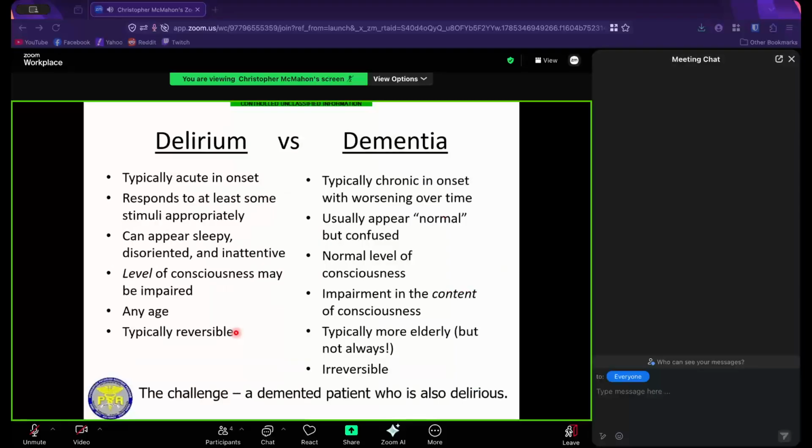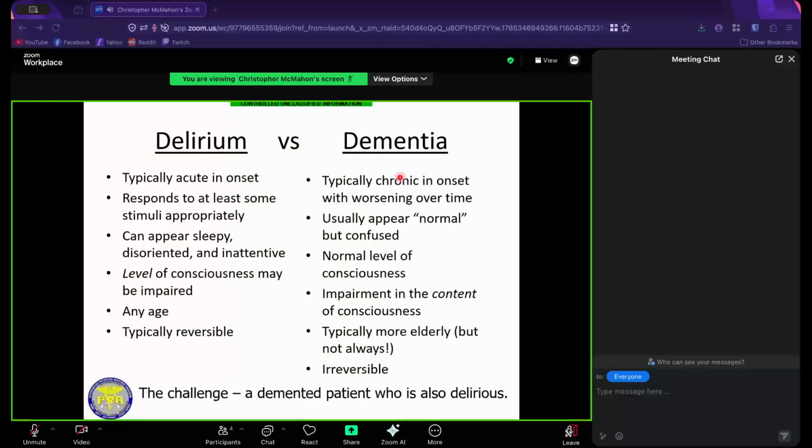All right, so just kind of a once over. Delirium, I'm thinking the acute ones. I'm thinking responds to at least some types of stimuli appropriately. Can appear sleepy, disoriented, inattentive. Level of consciousness may be impaired to differing levels, any age, and it's typically reversible. Younger people don't end up being as demented as much. Younger people can get delirious, especially if they're critically ill.